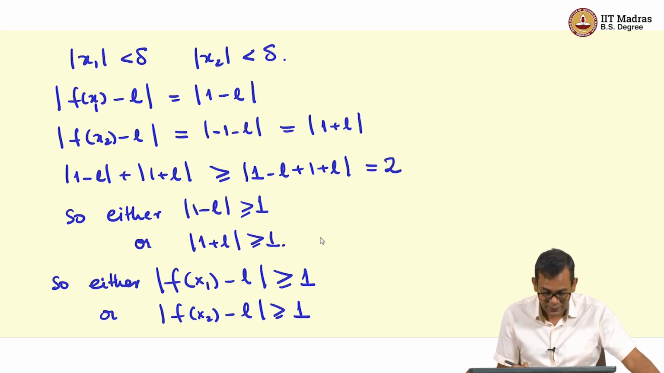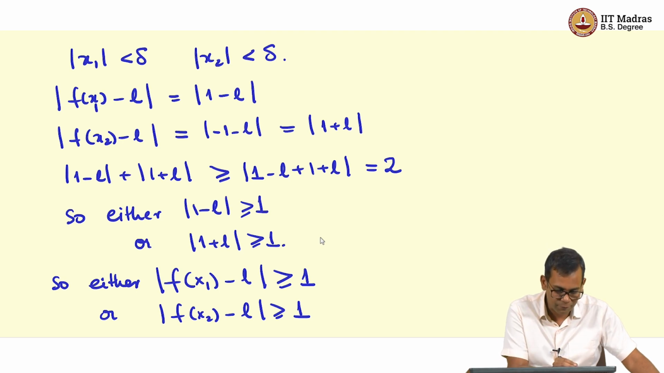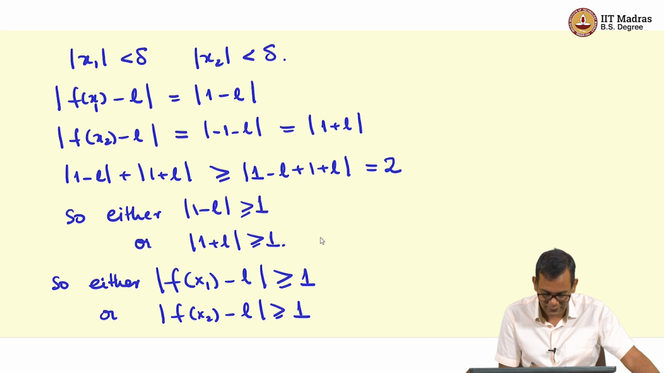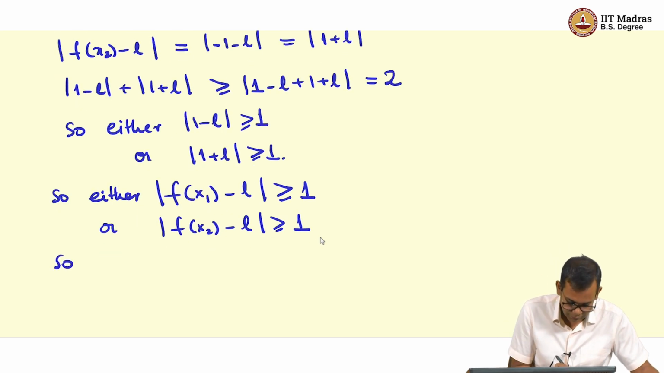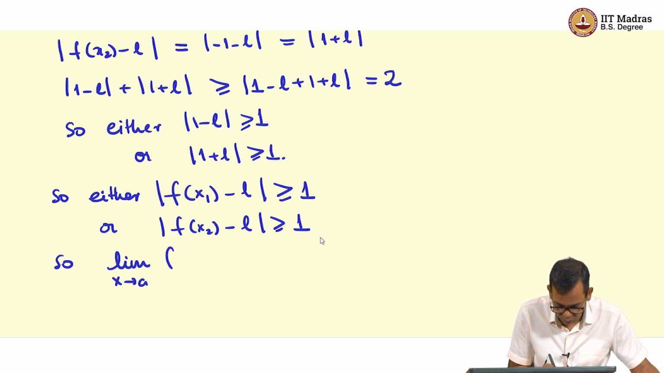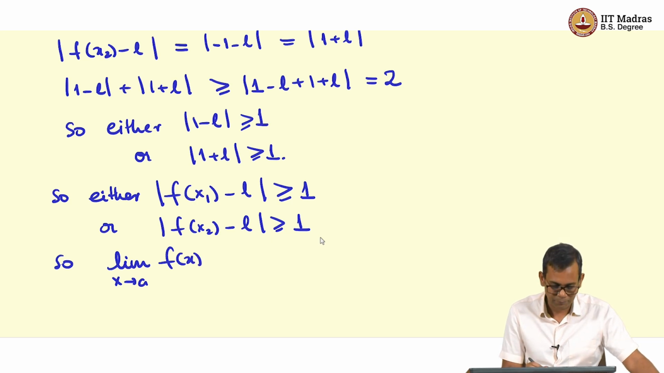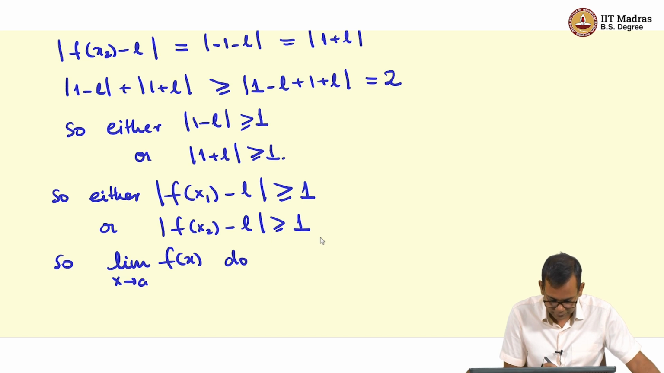And so what this means is that for any delta greater than 0, you can find at least one point x within the neighborhood, with absolute value of x less than delta, such that the absolute value of f of x minus L is greater than or equal to 1. And so the limit as x goes to 0 of f of x does not exist. There is no real number L such that the limit as x goes to 0 of f of x is equal to L.